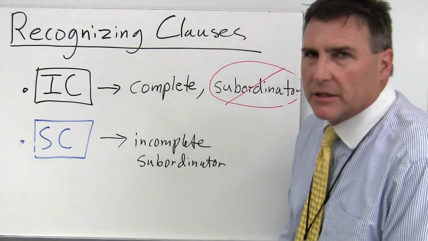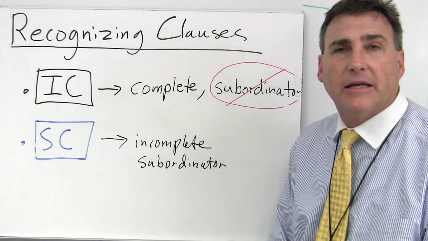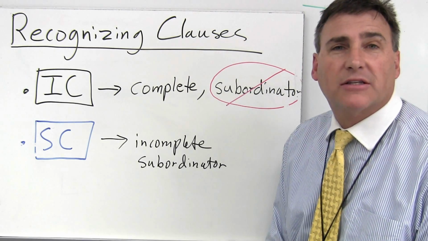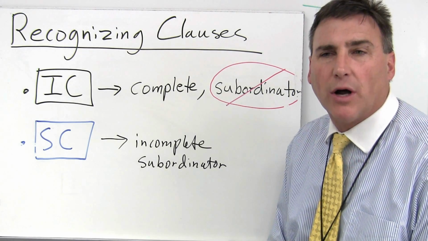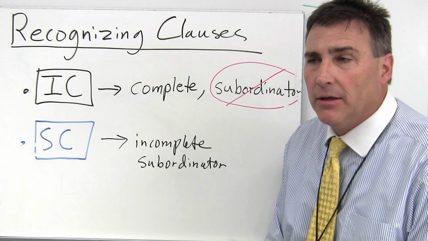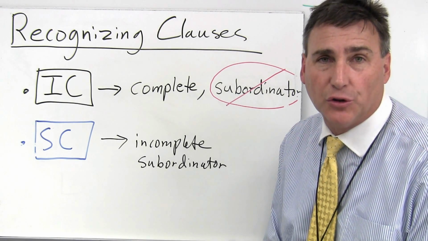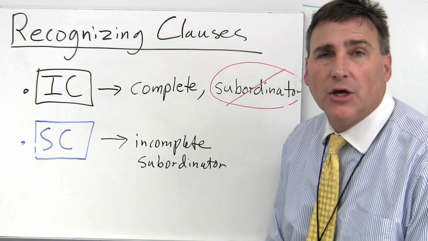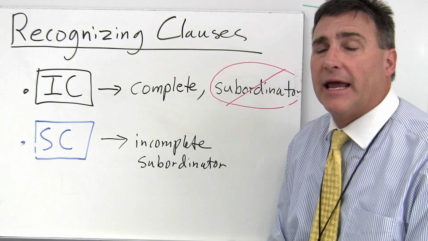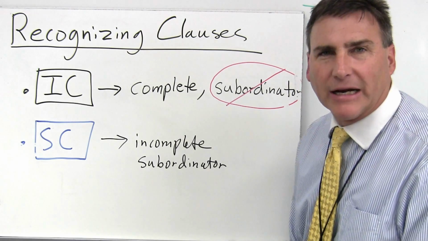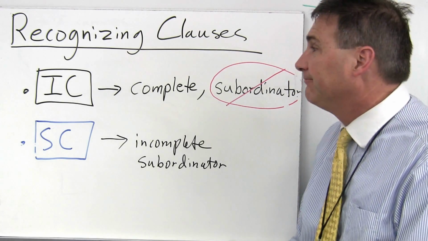Welcome back, folks. We're going to talk more about clauses. We talked about the independent clause and the subordinate clause. And we're going to talk today about recognizing them when we come across complex sentences. As we'll discover later, complex sentences is the name given to sentences that contain both independent and dependent or subordinate clauses. So let's talk about recognizing clauses because that's going to be important to all that.